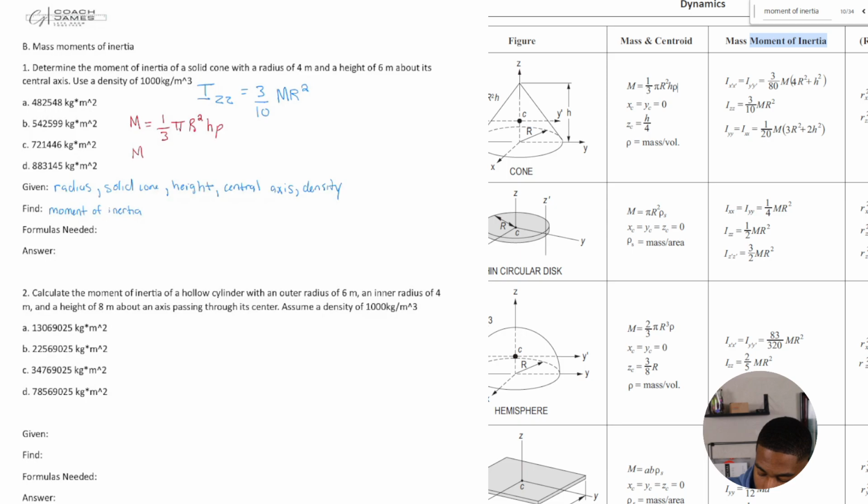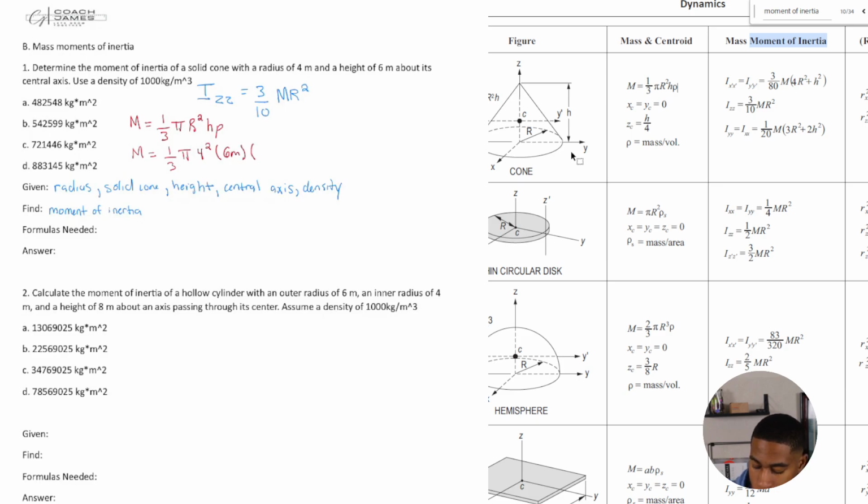M is equal to 1/3 pi. What's R? Well, they gave us R. R is our radius, which is 4 meters. So 4 squared times H. What's our H? Well, it's our height, right? And the diagram will help you if you don't know what this stuff is. See, the R is shown right here. It shows us that it's the radius. H is the height. So the height of this thing is 6 meters.